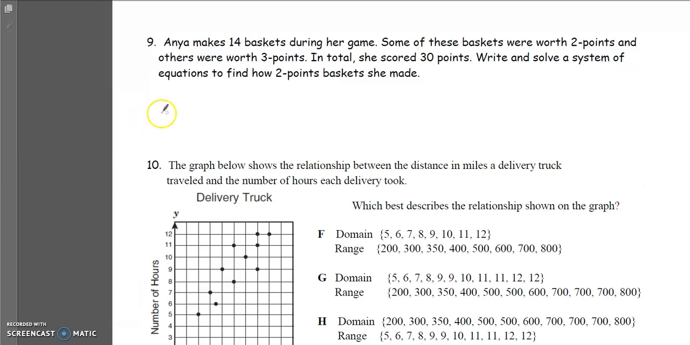Okay, so because they're both baskets, I don't want to use B, and if I use a T for 2-point and a T for 3-point, that doesn't help. So I'm going to say T is going to be the number of 2-point baskets. And then I'm going to use an H for the number of 3-point baskets.